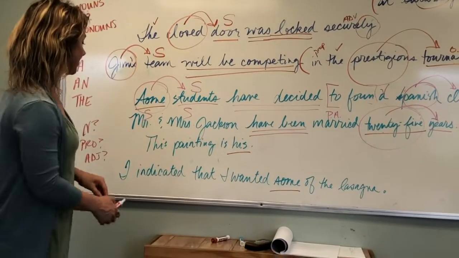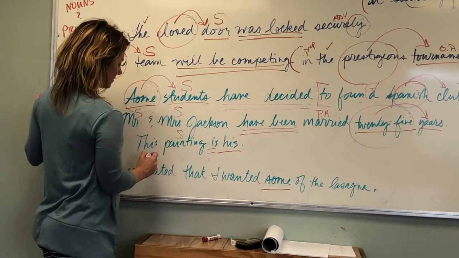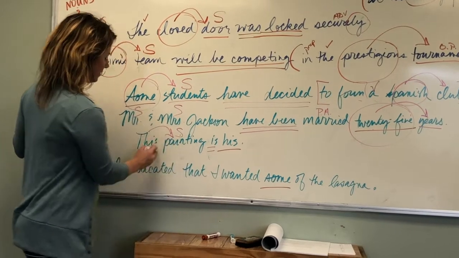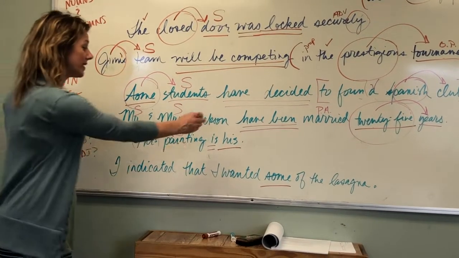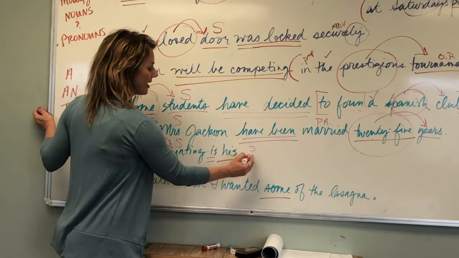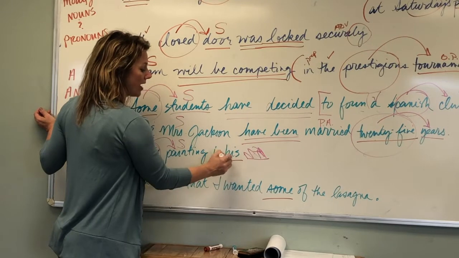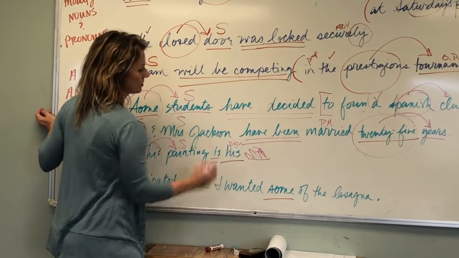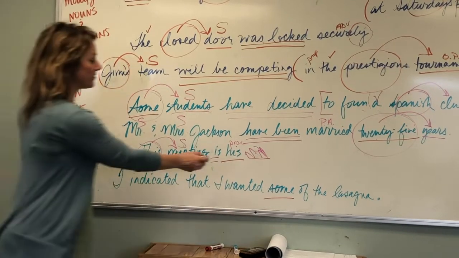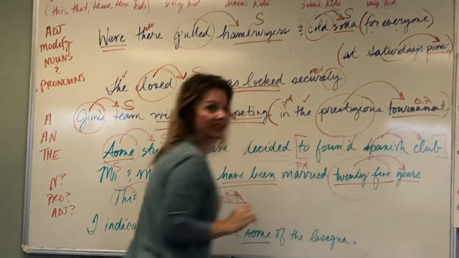This painting is his. Verb, subject. Which painting? This painting. But what's his doing there? Is there a noun after it? No. If there's no noun after this personal pronoun, it stays a pronoun. Do you see the difference between this and this, which does have a noun after it?